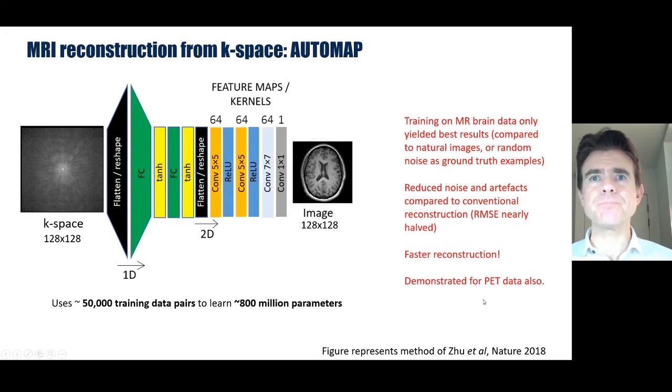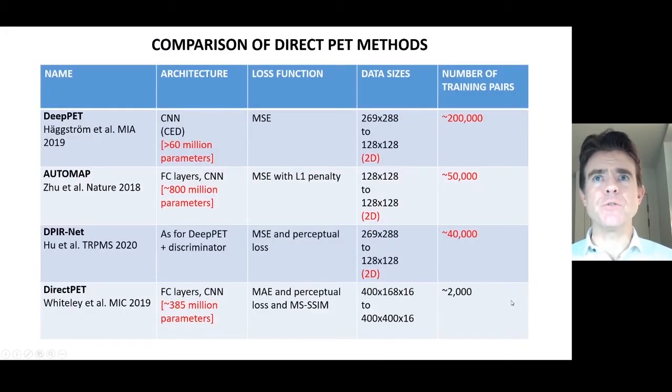So here's a comparison of direct methods for PET reconstruction. So I've included DeepPET and AUTOMAP, the two examples that we've just taken a look at. And you can see that they're characterized by this very large number of parameters that are being learned.